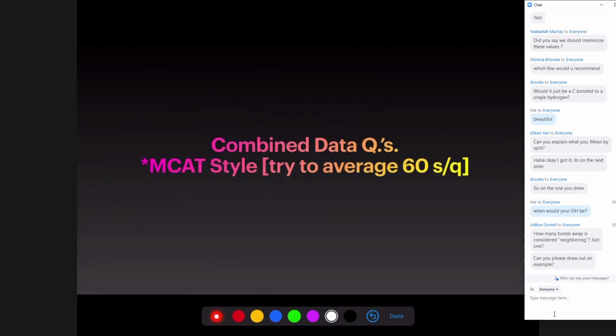For these questions, you will have combined data, and you should try to average 60 seconds per question for your MCAT.